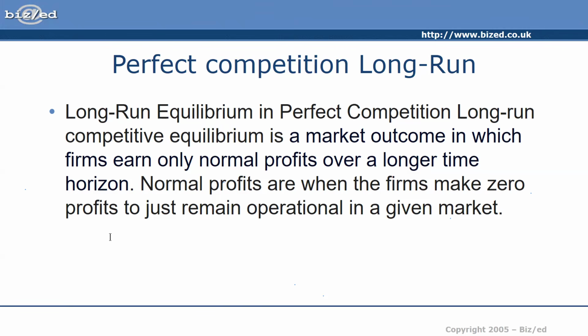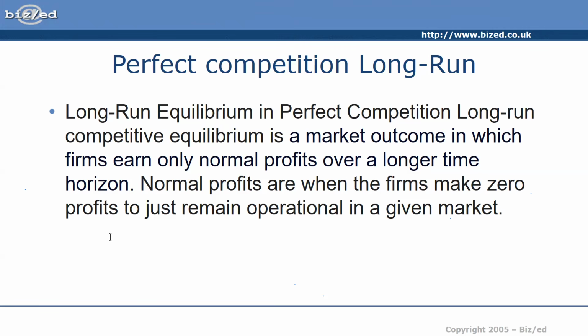So if you're making supernormal profits in the short run, in the long run, more people will join the market and you'll start making normal profits. Now, if you were making losses in the short run, in the long run, people will leave the market. And when people leave the market, you'll start making less and less losses until eventually it goes up to normal profits. And when you reach normal profits, people will stop leaving the market.